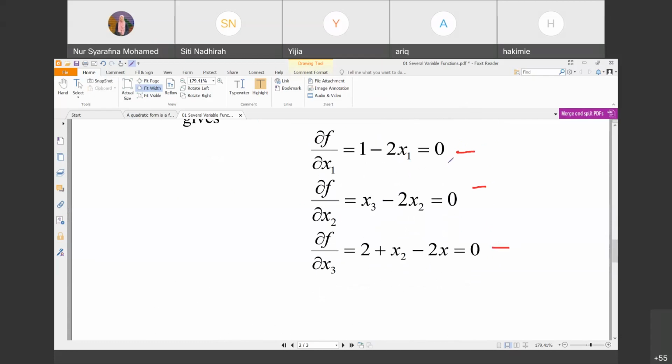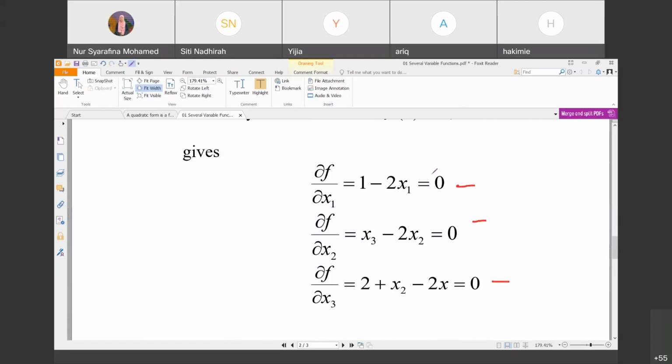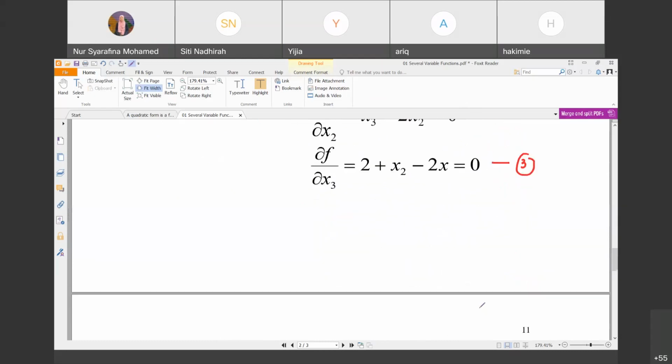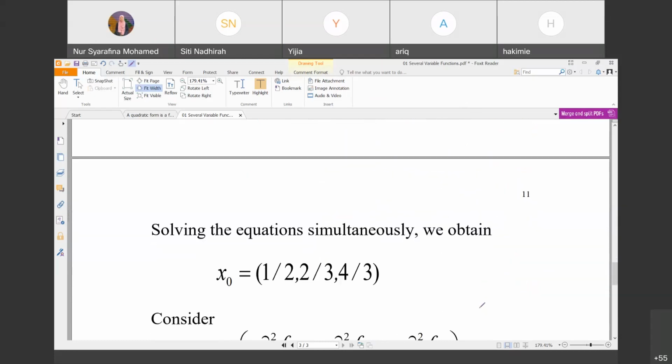x1 minus 2 x1 equals 0. x3 minus 2 x2 equals 0. 2 plus x2 minus 2x equals 0. So we have 3 variables and 3 equations. Solve them simultaneously and you can have the critical point x naught there. Okay, is that clear up to this part?